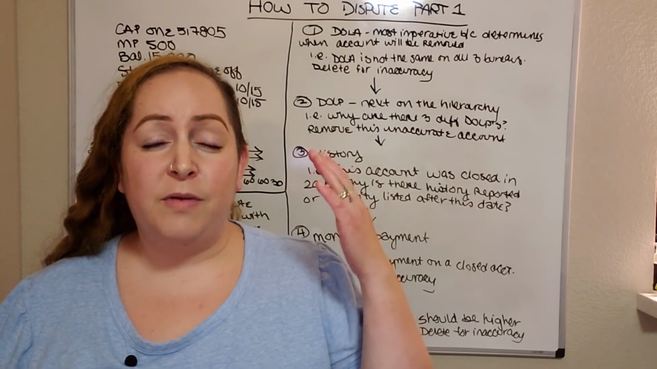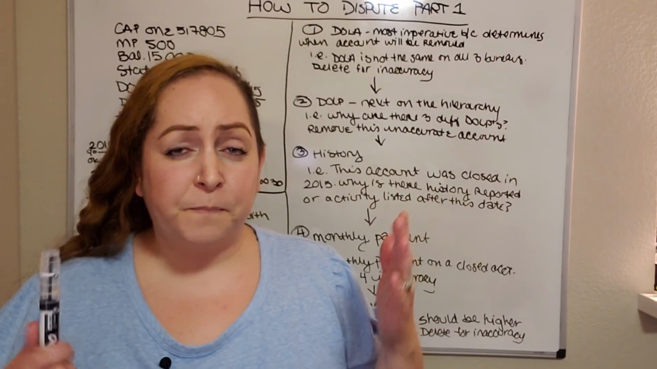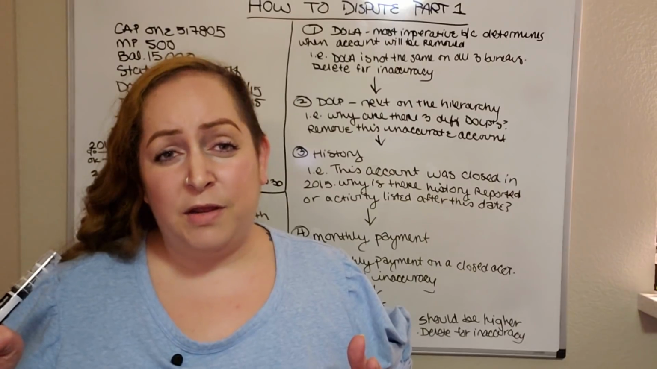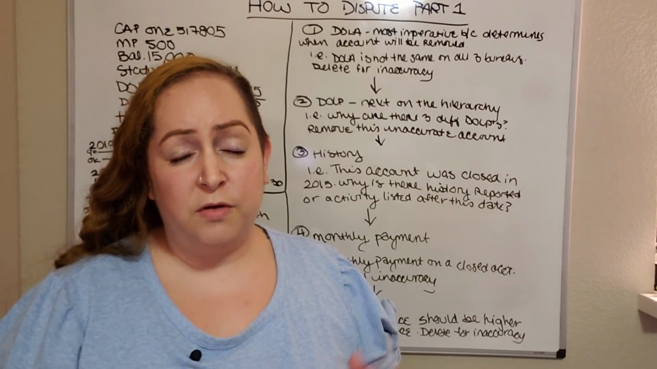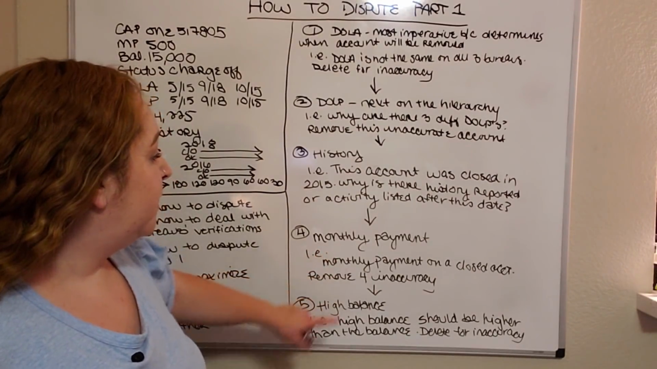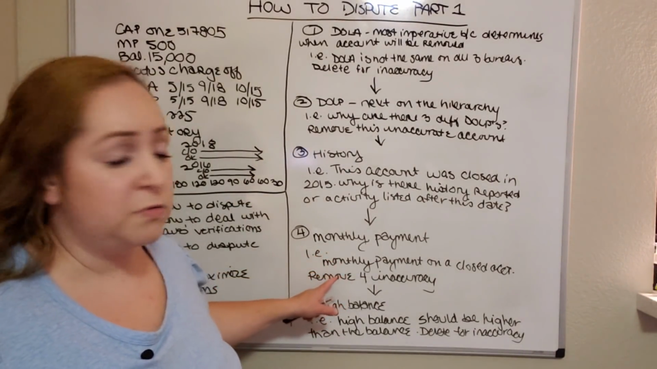So if you have company A that sells to company B, or even if they're just collecting on behalf of, that company can report all that information, but the original company cannot, okay? So go after the monthly payment. Now, I am going to give you dispute reasons as well.